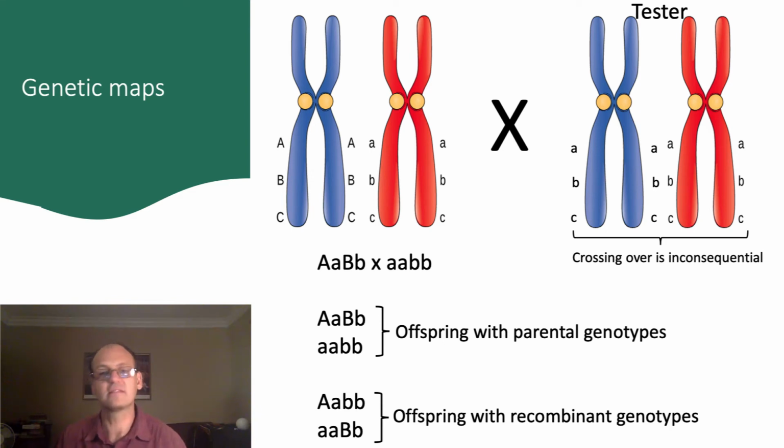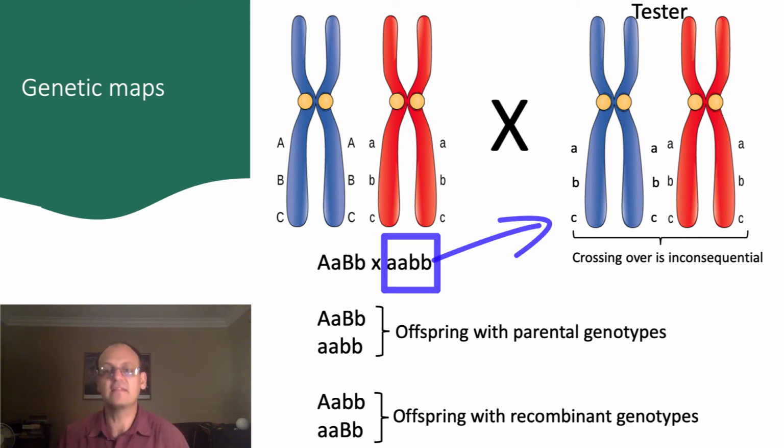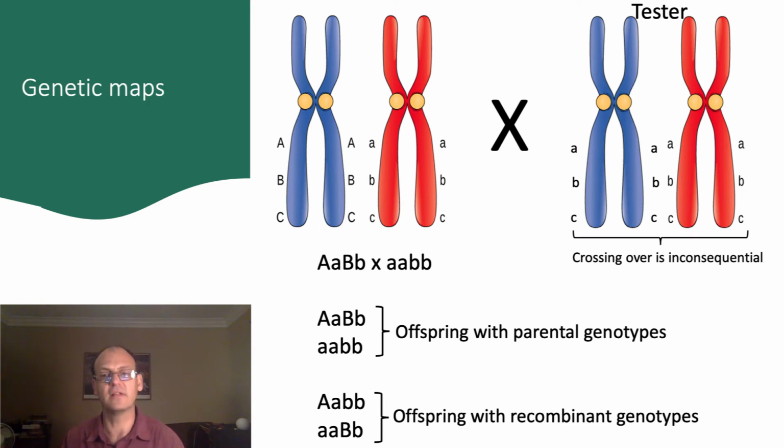Well, the easiest solution is to do a test cross using a tester that is homozygous recessive for both traits. We can then easily identify the offspring that are from the parental type gametes and those that are from the recombinant gametes because we know that recessive alleles must have originated from the tester.